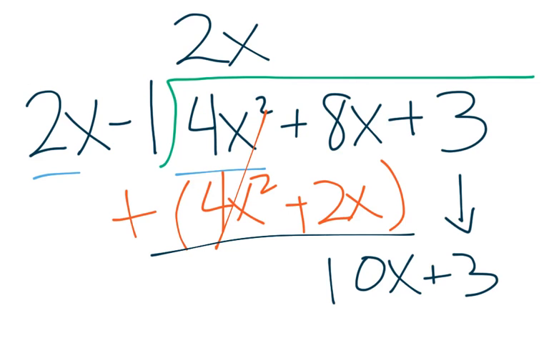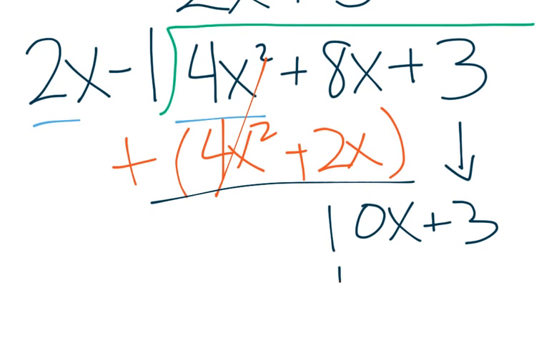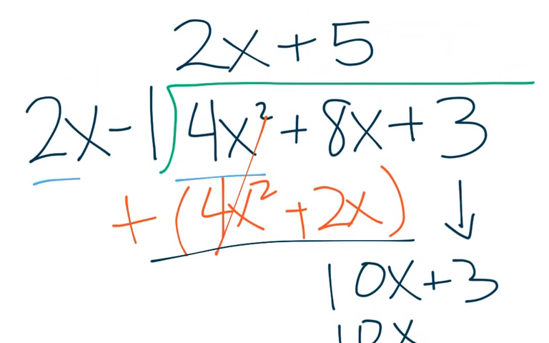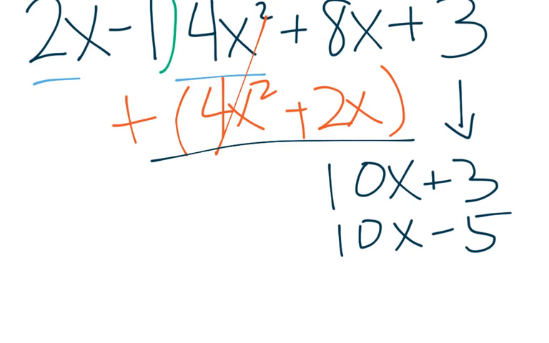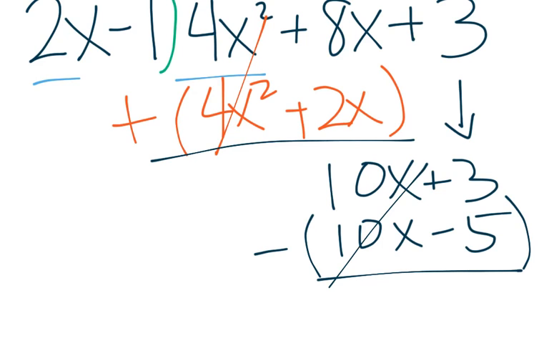So now we want to see what 10x divided by 2x is, and that's going to be 5. So we're going to say plus 5 here, and then we're going to multiply 5 times 2x, which is 10x, and then 5 times negative 1, which is negative 5. And when we subtract this, we have 10x minus 10x, and that's nothing, and 3 minus negative 5, which means we're adding, so our remainder is 8.